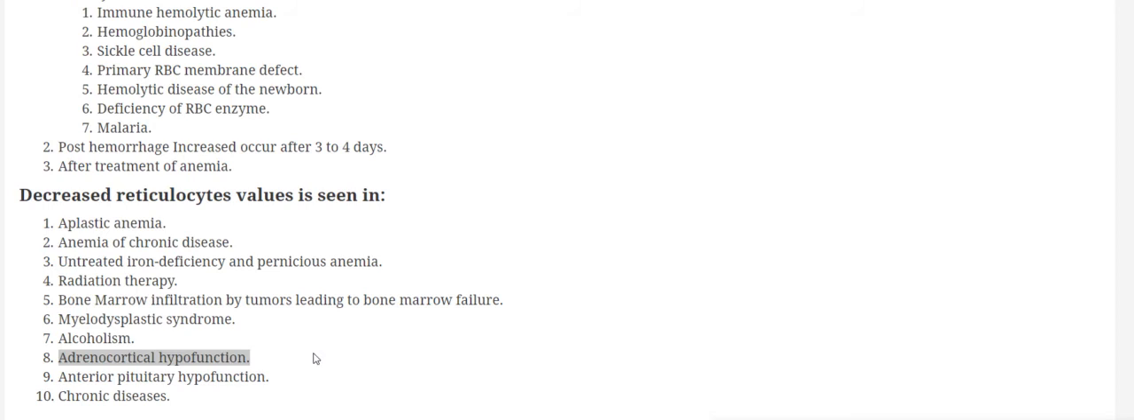While decreased reticulocyte values are seen in aplastic anemia, anemia of chronic diseases, untreated iron deficiency, and pernicious anemia, radiotherapy, bone marrow infiltration, myelodysplastic syndrome, alcoholism, adrenocortical hypofunction, anterior pituitary hypofunction, and chronic diseases.